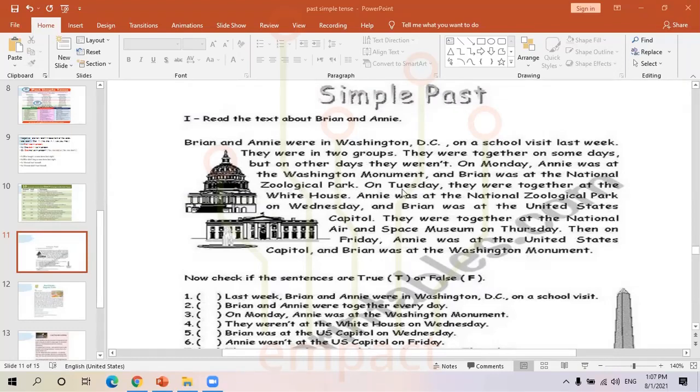On Tuesday, they were together at the White House. Annie was at the National Zoological Park on Wednesday, and Brian was at the United States Capitol. They were together at the National Air and Space Museum on Thursday. Then on Friday, Annie was at the United States Capitol and Brian was at the Washington Monument.